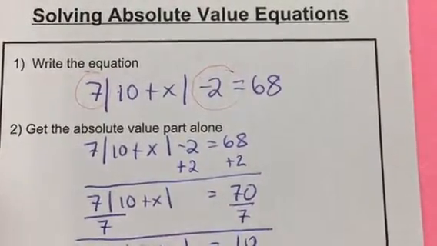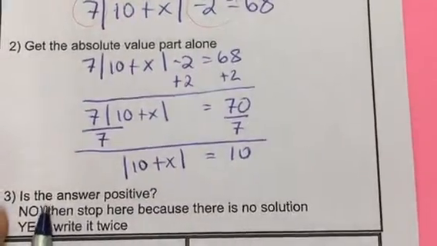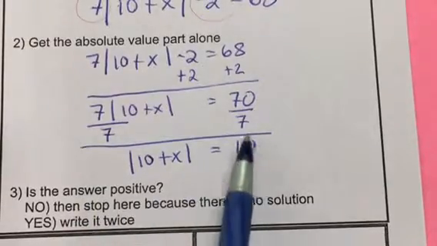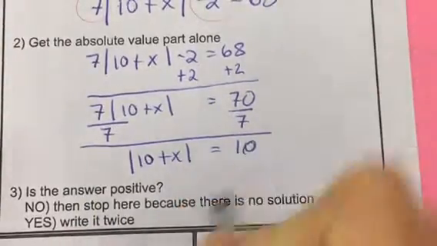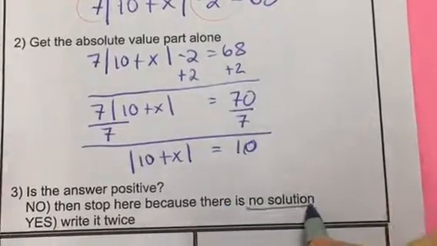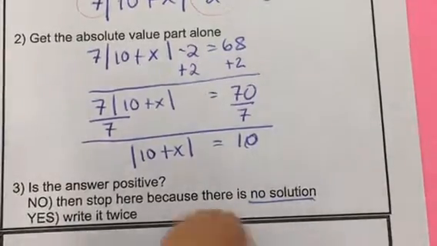Okay, this is alone. Now this part right here is a very important question. Is the answer positive? Meaning I'm looking over here. Is this a positive number? If not, stop, because then there's no solution. If it is, I'm going to write it twice.